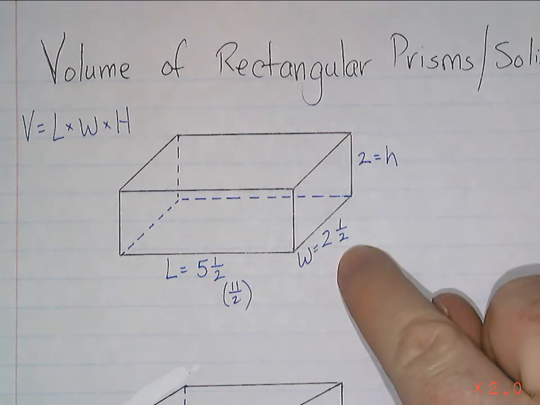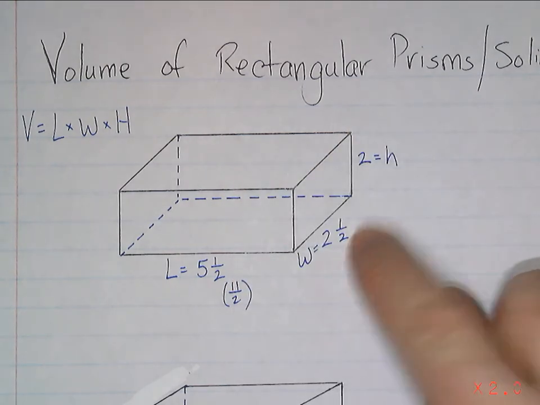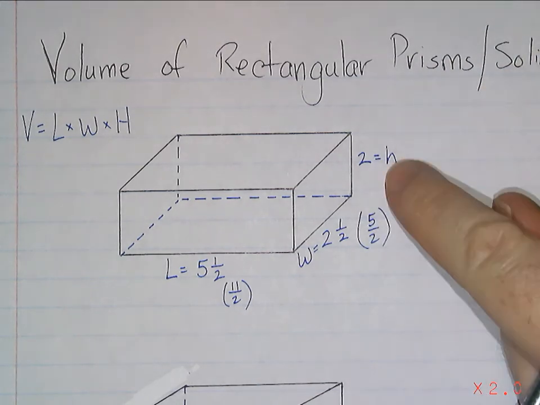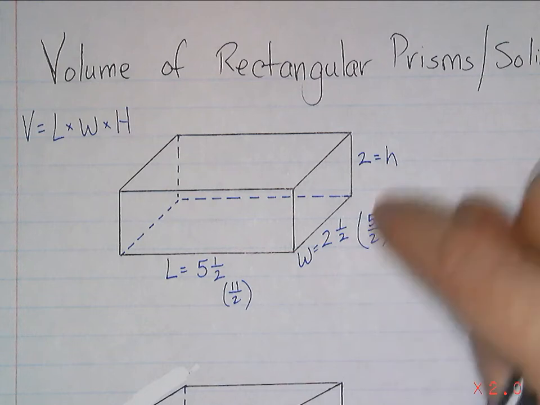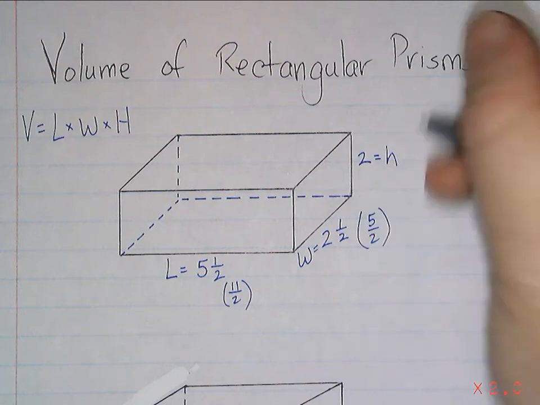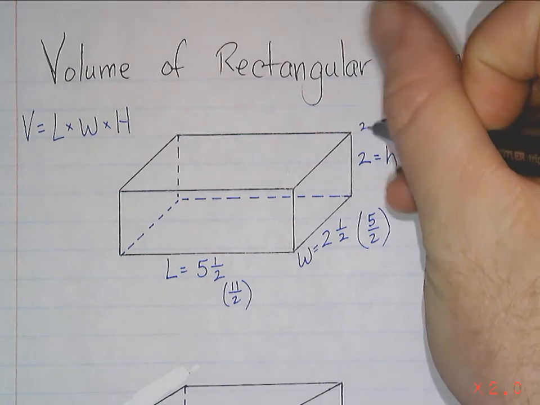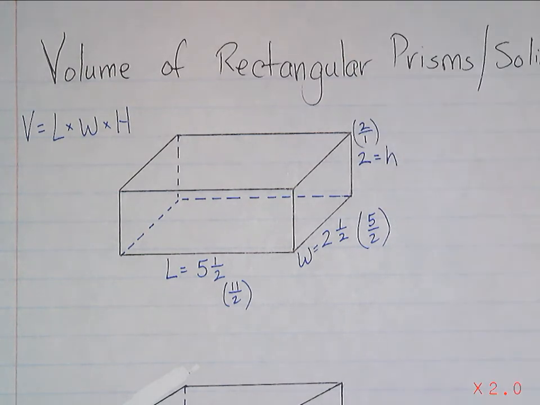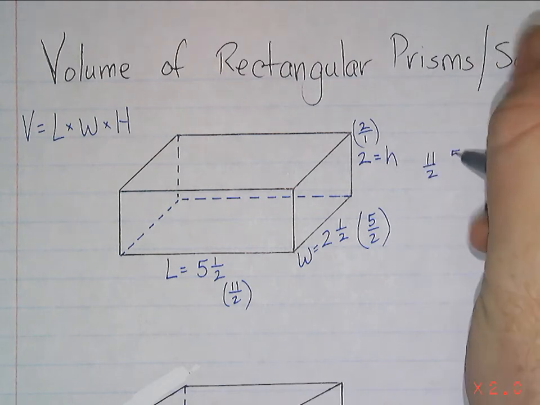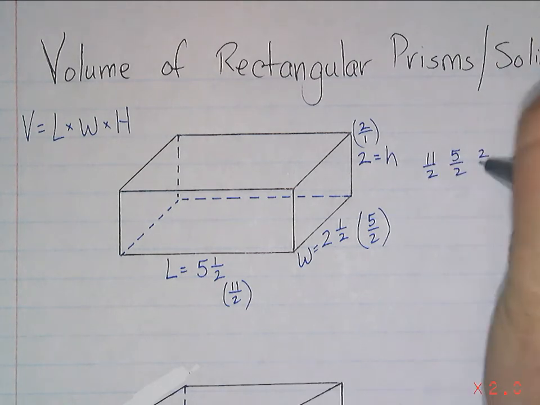This one is going to be 2 times 2 is 4, 4 plus 1 is 5, so 5 over 2 as an improper fraction. And you can't leave 2 as a whole number, because when you multiply fractions and whole numbers together, you have to change that also to an improper fraction. And so this would be 2 over 1. And so it's just length times width times height.